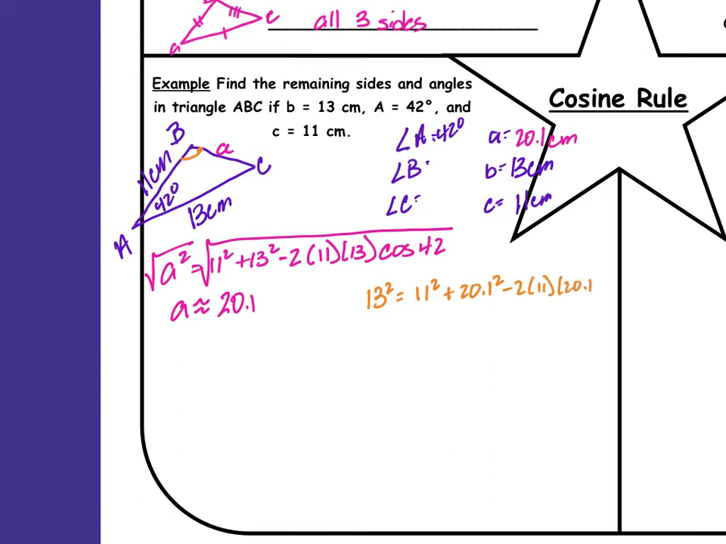Oh, you know what I forgot to do on my calculator? And I bet it's not 20.1. I'm so sorry. I forgot to put it in degrees. It's 8.8. Woo! Remember, in Desmos, you have to make sure you put it in degrees. So I forgot to put it in degrees. So this is 8.8 centimeters. Okay, there we go.